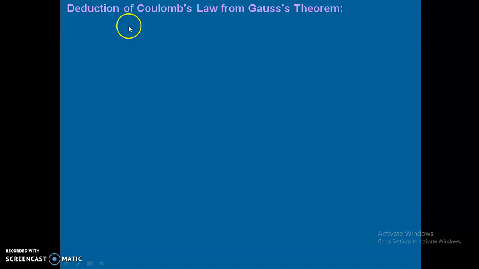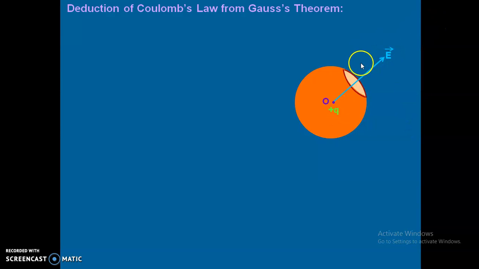Next, deduction of Coulomb's law from Gauss theorem. Now how can we obtain Coulomb's law, that is, the electrostatic force of interaction is equal to 1 upon 4 pi epsilon naught q1 q2 by r square? How can we obtain that expression from Gauss theorem? We are going to understand. Let us have a spherically symmetric charge distribution again. At this point O, a positive charge q is placed. The electric field intensity is in the outward direction because of this positive charge.